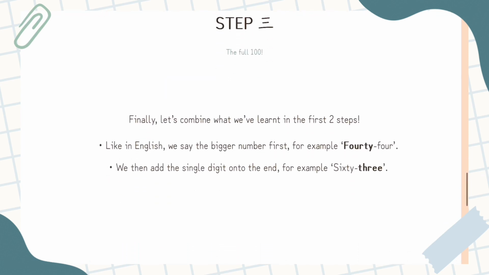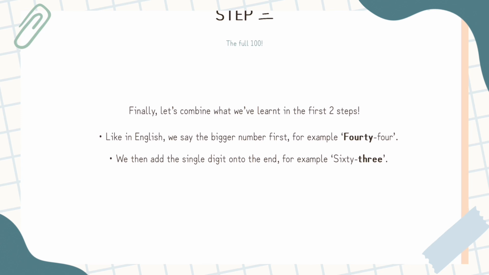Cool. Step 3, the full 100. So finally, we're going to combine what we've just learned in the first 2 steps. Again, we're going to practice this in a moment. We're going to practice it in a bit more of a unique way. We'll get onto that in a second, but we will be practicing some of these numbers.